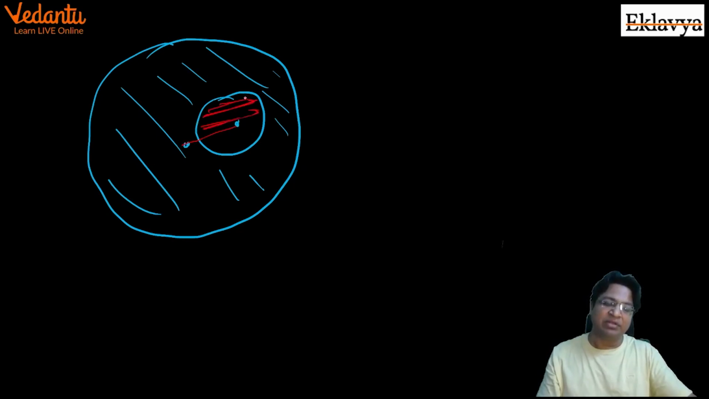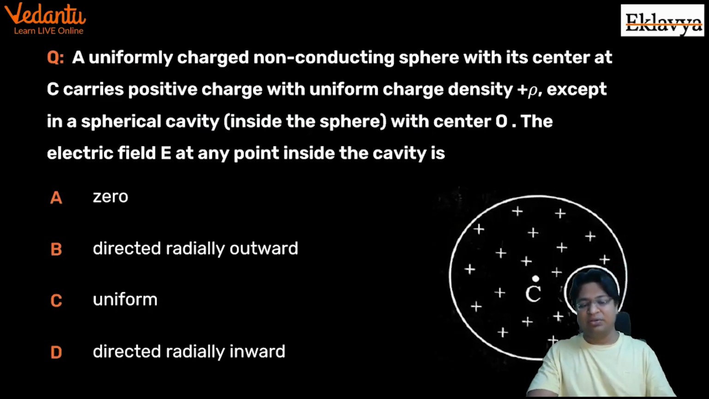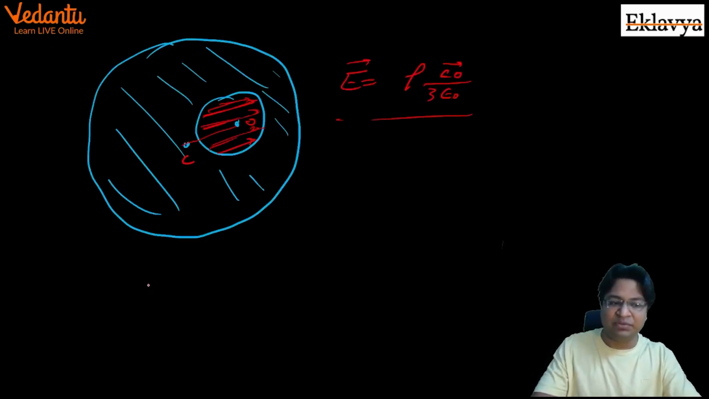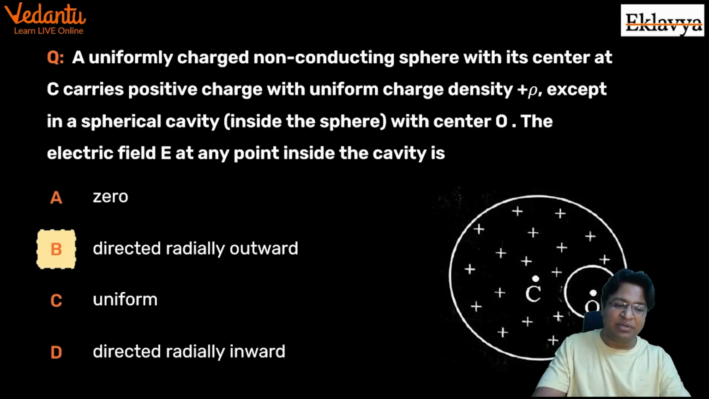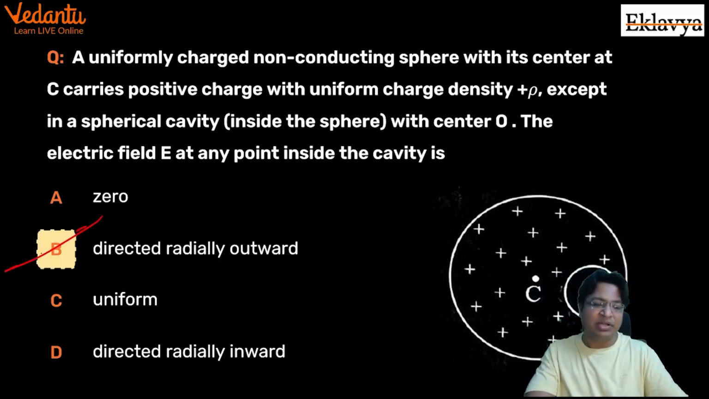So parallel straight lines, field lines, so it is a uniform electric field like this, and the value of this electric field is actually rho into the CO distance, rho CO by 3 epsilon naught. So if you want to write it in vector form, this is how you can write it. Again, guys, this is a standard result which has been used here. So the electric field at any point inside the cavity would be uniform. No, this radially, it's incorrectly marked, guys. It's incorrectly marked. This is correct.